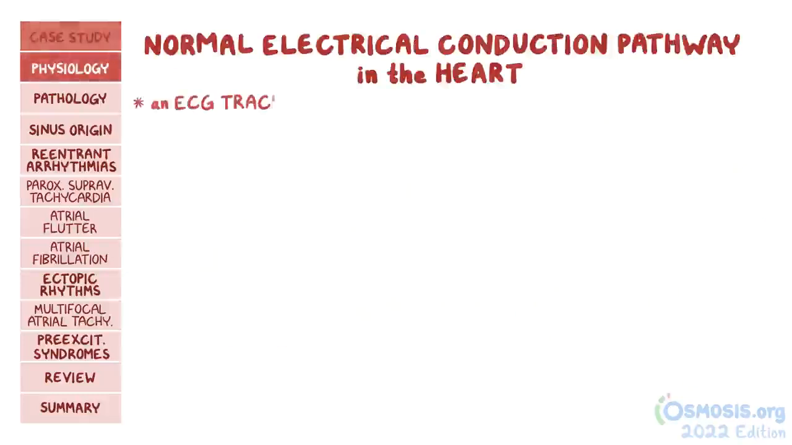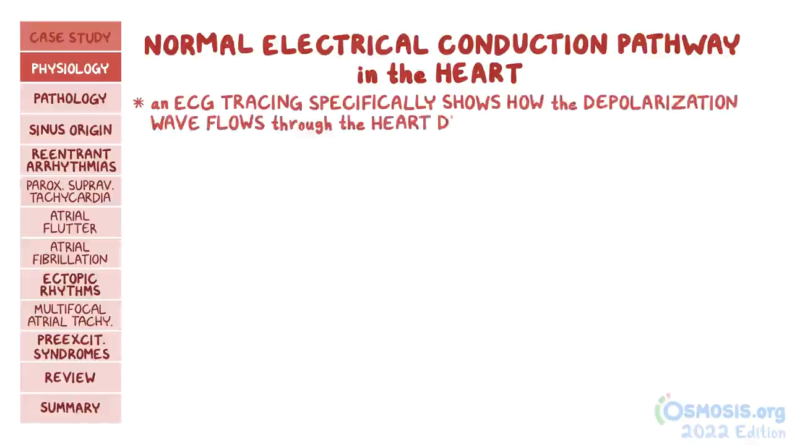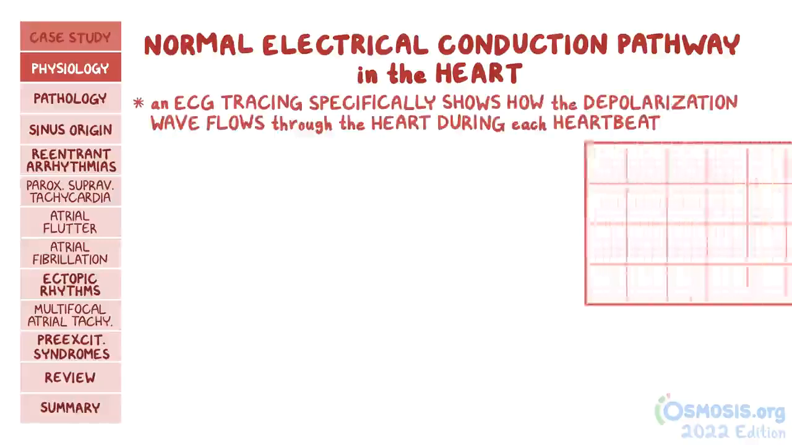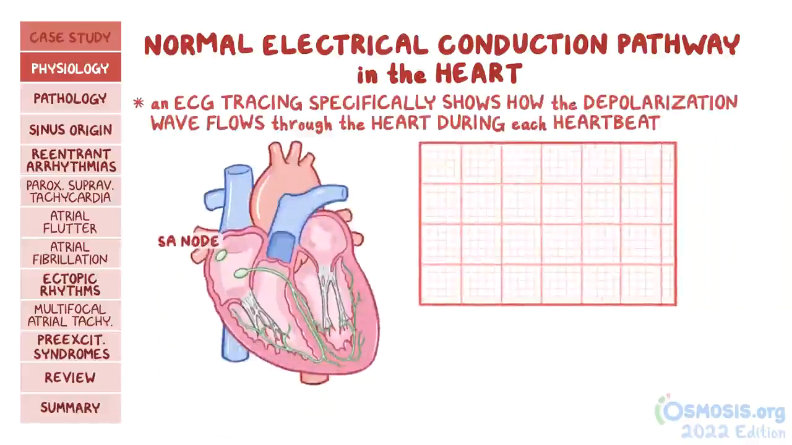An ECG tracing specifically shows how the depolarization wave flows through the heart during each heartbeat. The normal electrical activity of the heart starts in the sinoatrial or SA node and is then conducted through the atrium, creating the P wave on ECG.